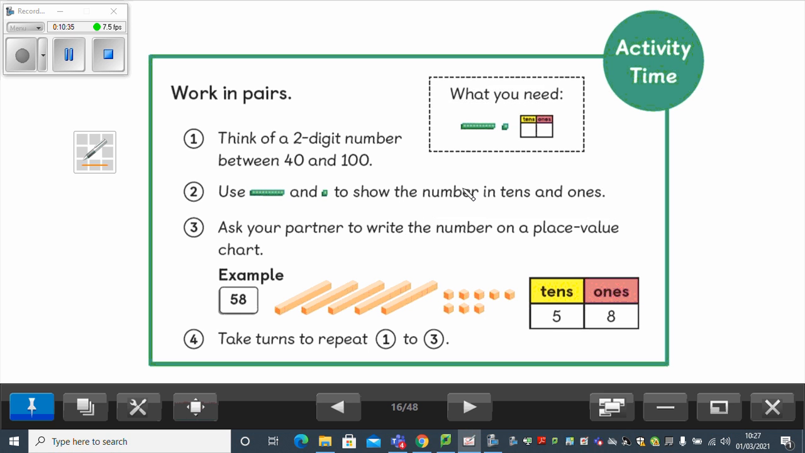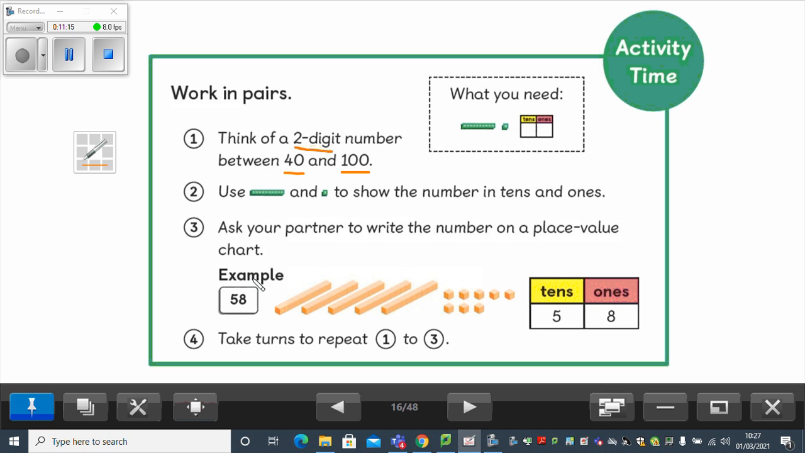Okay, your turn. Have a go at our activity time. So you do need your place value chart for this. To think of a 2-digit number between 40 and 100. Now it's telling you to use your base 10 rods and your ones to show the number in tens and ones. So again, you can draw this for me on a piece of paper. And then ask your partner, so work with somebody at home, to write your number on the place value chart.